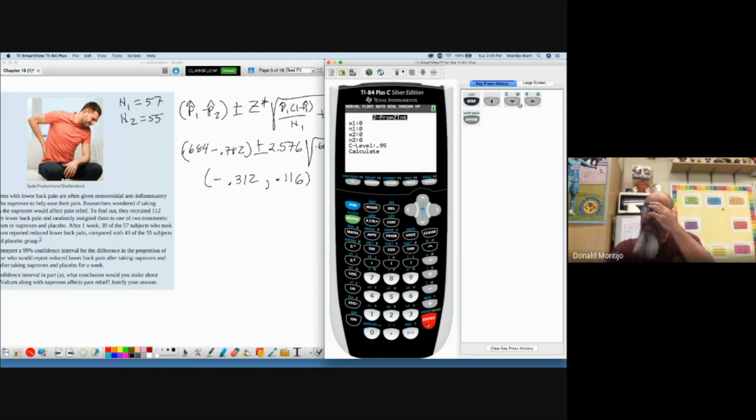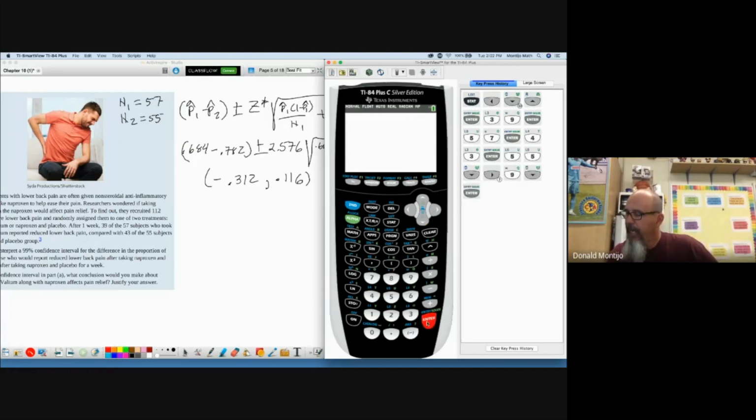Now it's going to ask me X1. Well, how many in the first group received or had relief from back pain? Oh, that was 39. Out of how many? Oh, 57. In the second group, how many had relief? 43. Out of how many were in the second group? 55. How confident do I want to be? Oh, I want to be 99% confident. And then I say calculate.